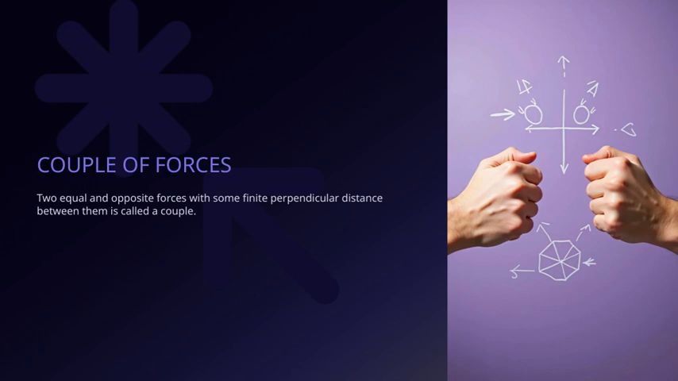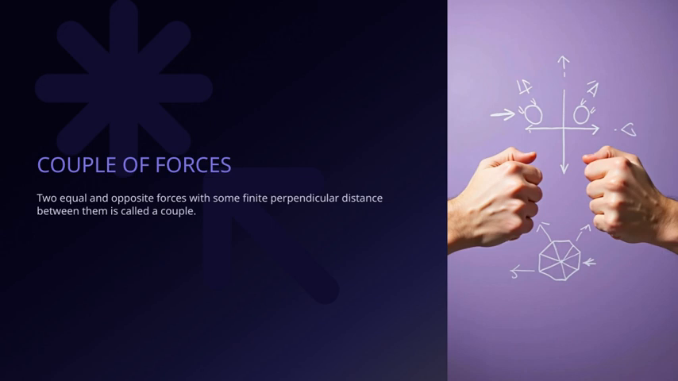Think of it like pushing on a door from opposite sides with equal strength. If you push at different points, the door will rotate. That rotation is caused by what we call a torque, and this entire setup is what we refer to as a couple of forces. This concept is fundamental because it helps us understand how objects can rotate without necessarily translating. It ties into the overall theme of understanding how forces produce different effects, either linear motion or rotational motion.